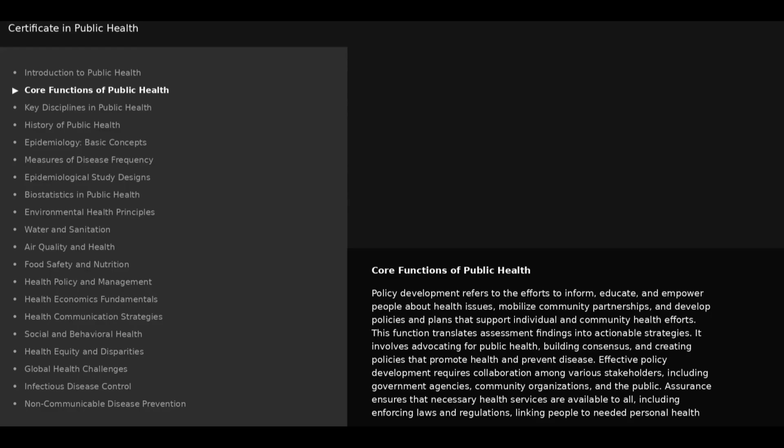Effective policy development requires collaboration among various stakeholders, including government agencies, community organizations, and the public. Assurance ensures that necessary health services are available to all, including enforcing laws and regulations, linking people to needed personal health services, and evaluating the effectiveness of health services. It guarantees that public health goals are met and services are accessible and of high quality.